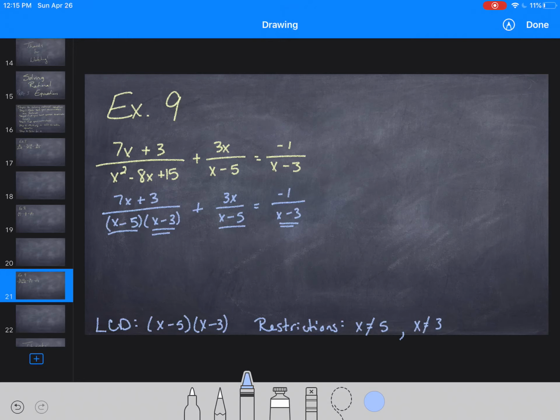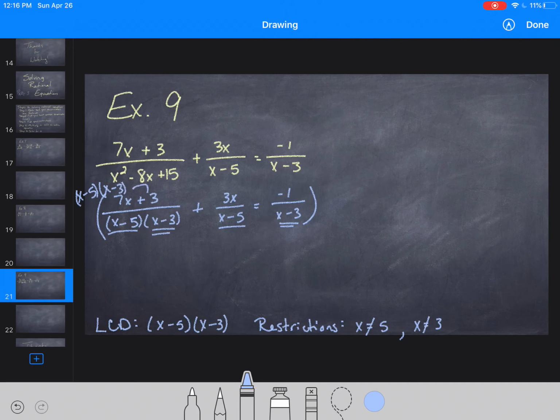Then, if I did x minus 3 equal to 0 and I solve for x, I would get x is equal to a positive 3. I know that these are restricted values, so x cannot equal 5. It cannot equal a positive 3 because if it did, when we plugged it back into our original problem, we would get fractions that are undefined.